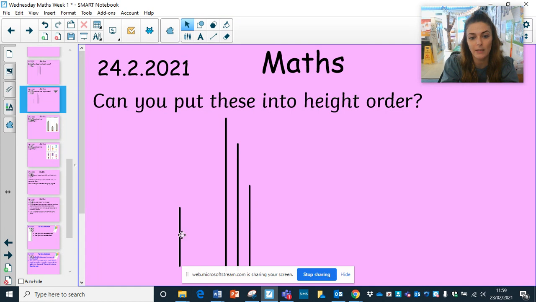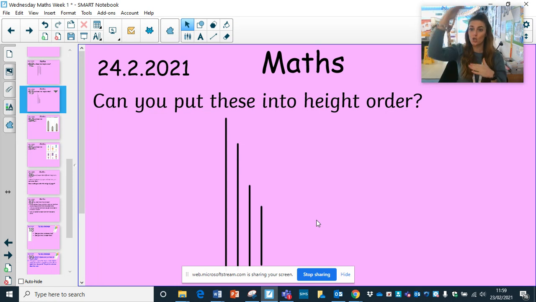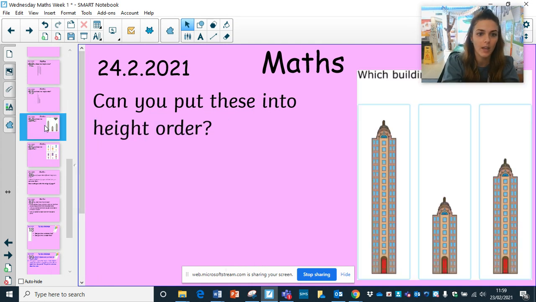Remember, the language is really important. When we were looking and learning about length, it was long and short. When it's height, we still use the word short, but it's tall and short. Okay. Then you've got some images here which can support you.